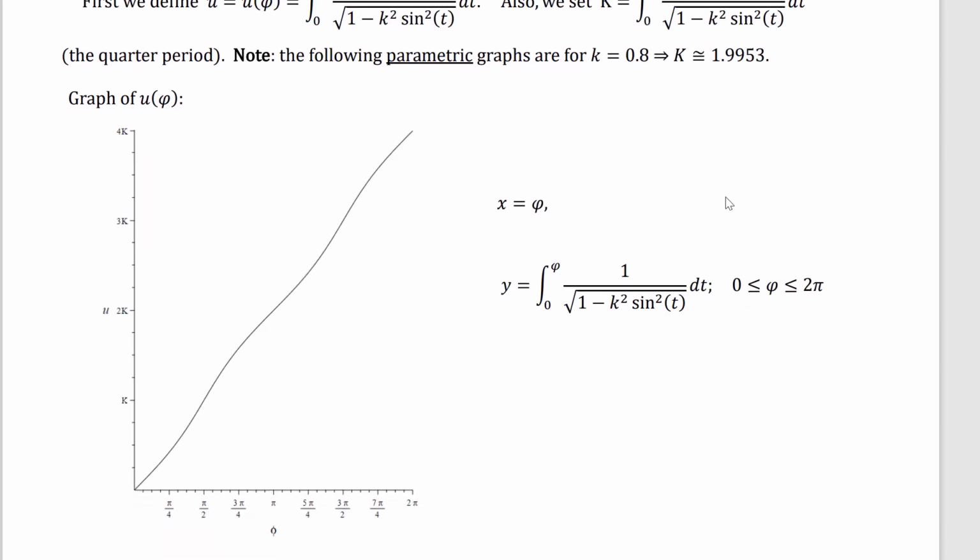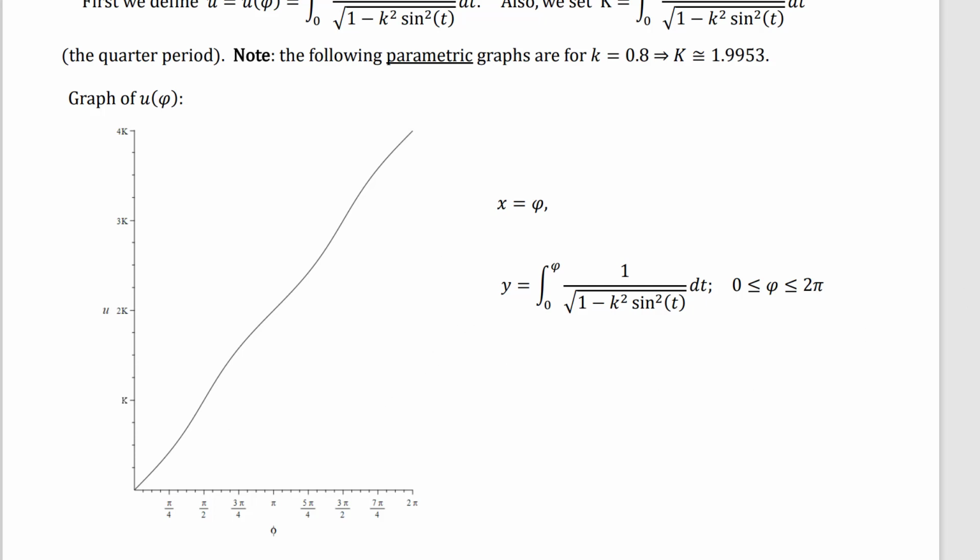So again, we can graph u in terms of phi. That would be easy to do as a standard function. You just graph this integral. But I kind of wrote it parametrically for what's going to follow. So another way to do it is we want the horizontal axis to be phi, and then the vertical axis is u of phi, which is this integral. So that's how you can graph u in terms of phi, just from the definition.